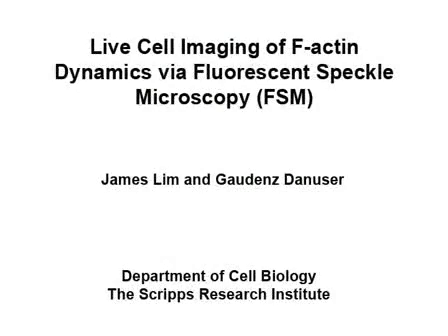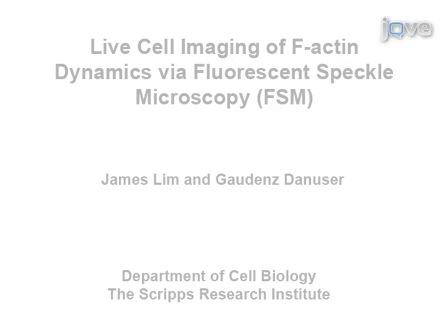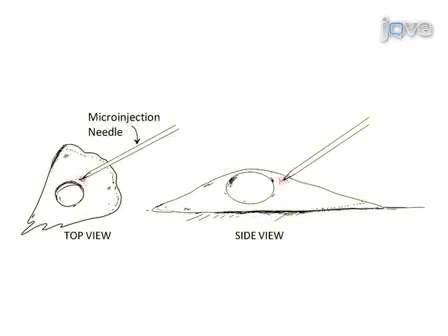Fluorescent speckle microscopy is used to probe the dynamics of various cytoskeletal proteins in living cells. When used correctly, quantitative measurements of the velocity and turnover kinetics of cytoskeletal proteins can be made. We begin this procedure by microinjecting a small volume of fluorescently labeled actin into living cells.